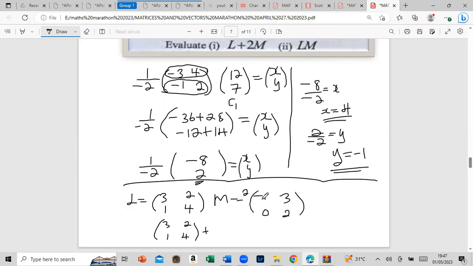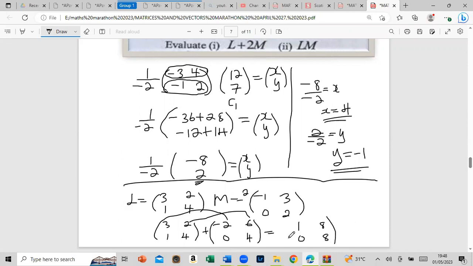So 2 times -1, that would be -2. 2 times 3, 6. Because you have to multiply each by 2. 2 times 0, 0, and 2 times 2 is 4. So now we add the corresponding ones. We are going to add this and this, and then this and this, and so on. So 3 plus -2, that's +1. 2 plus 6, 8. 1 plus 0, 1, and 8.